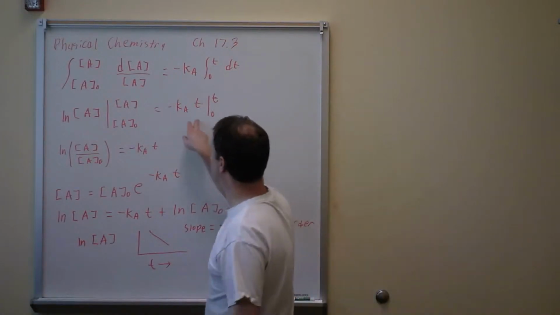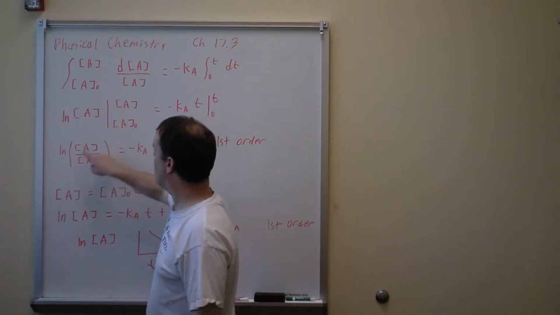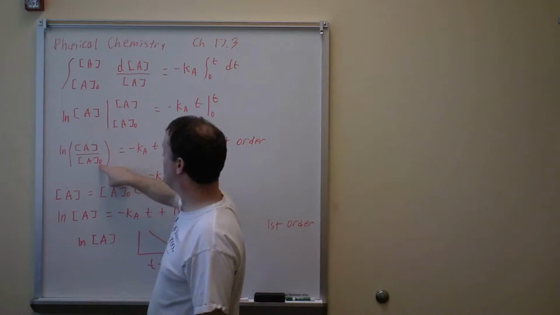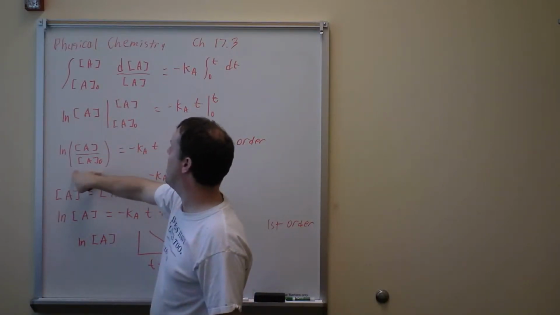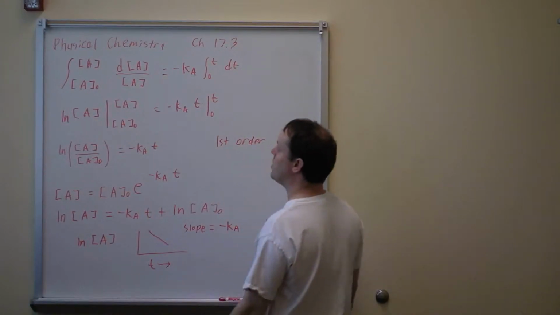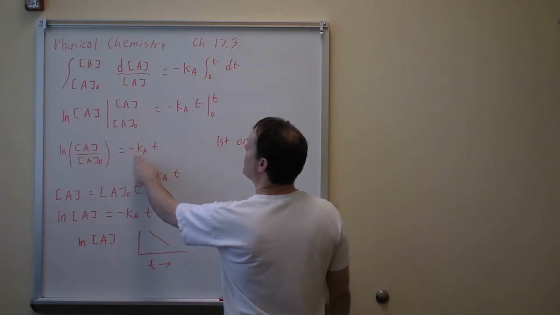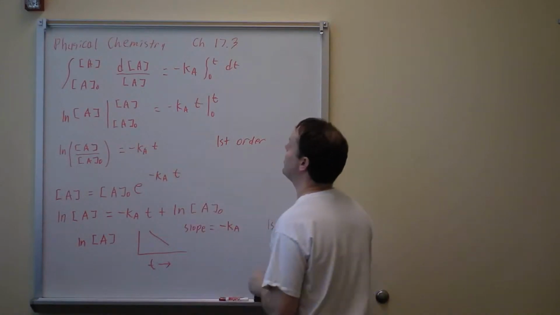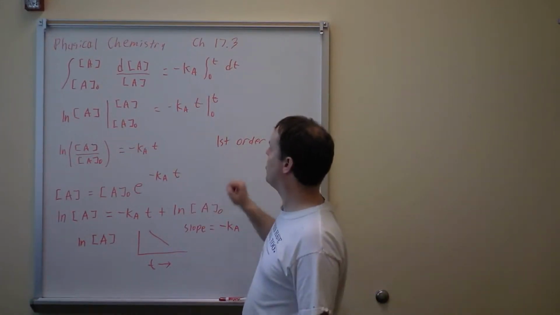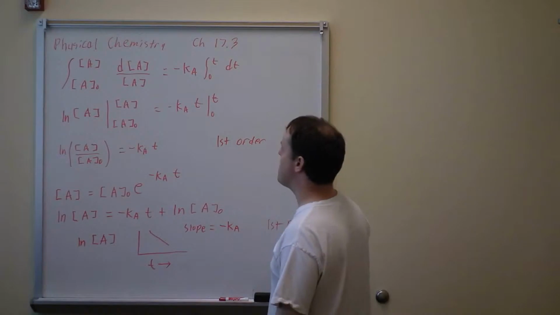Then I'll spare you a couple of algebra steps. You have the natural log of the concentration of A divided by the initial concentration of A. Notice these have the same units, so you're taking the natural log of just a ratio. There are no units for that natural log. And that's equal to minus the rate constant for A times t. And this is, of course, for a first order reaction, like I said.